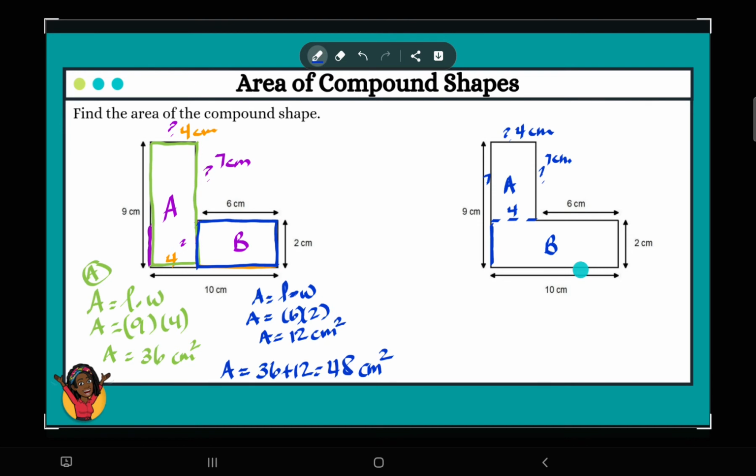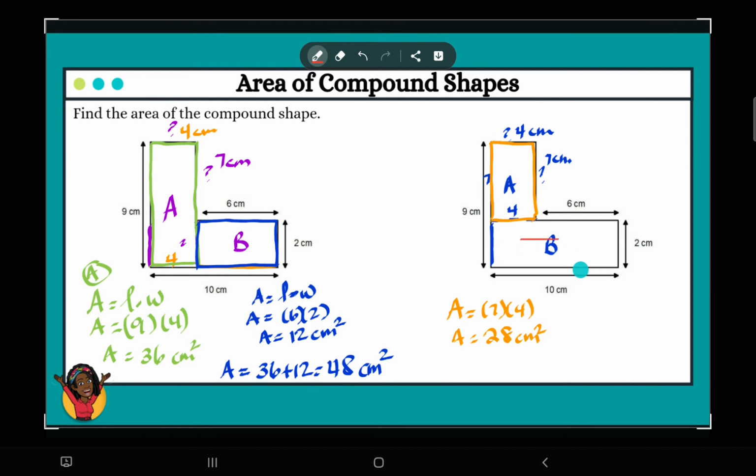Let me go ahead and start calculating my area. So I'm going to highlight rectangle A using orange, and I'm going to calculate my area. So here I see that this side measurement is 7 centimeters and this side, my width, is 4 centimeters. So I have 7 times 4, which is 28 centimeters squared.